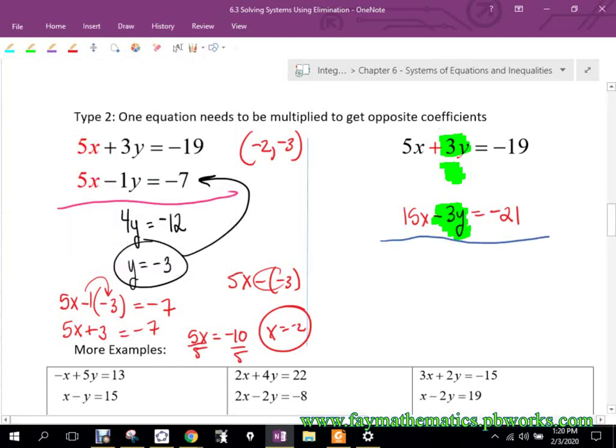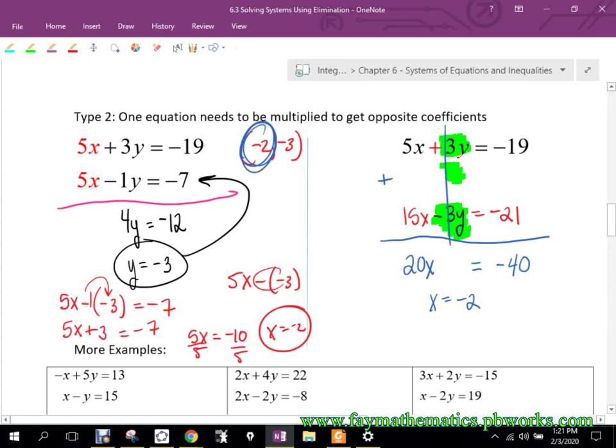Now if I add straight down, how many x's does that give me? 20 x's. No y's. Negative 19 plus negative 21 is negative 40. How do I solve for x? Divided by 20 gives me negative 2, right? Is that the same negative 2 that we had right there?